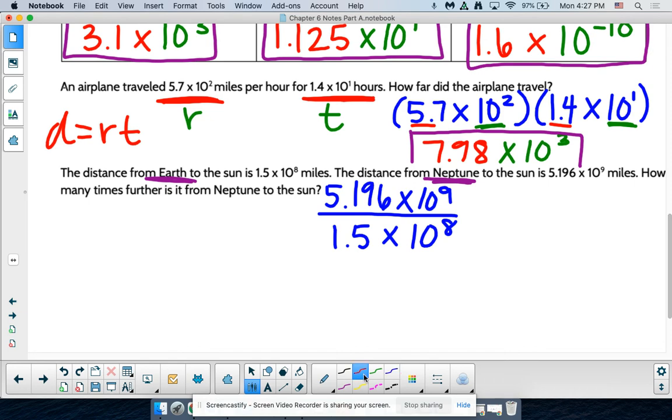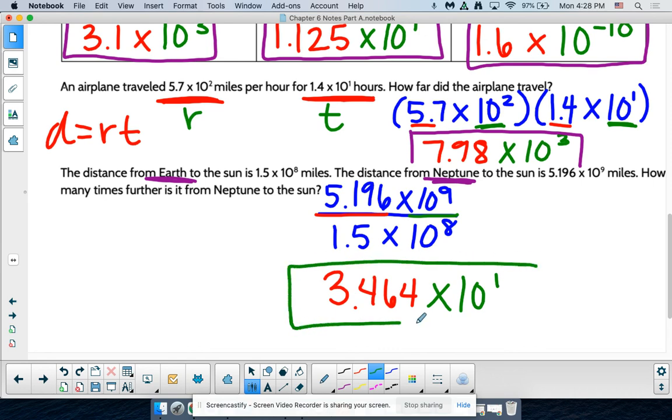So 5.196 divided by 1.5 should be 3.464. Step 2, divide your base 10s times 10. 9 minus 8 is 1. So it's that many times further away from the Sun. Okay, that in a nutshell is our notes on scientific notation.